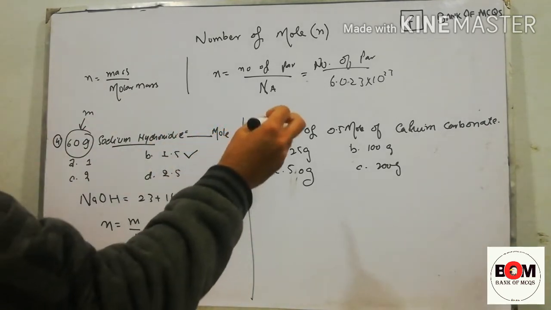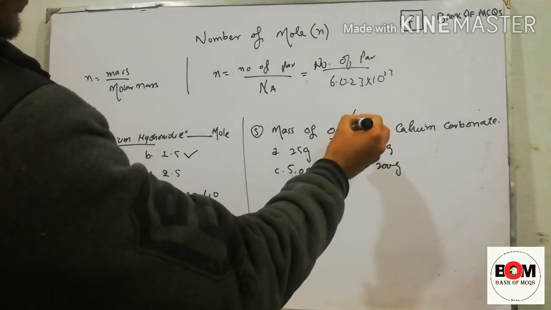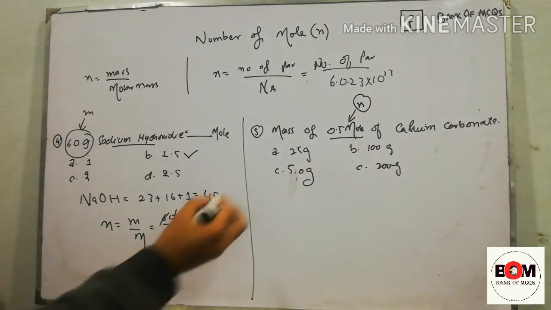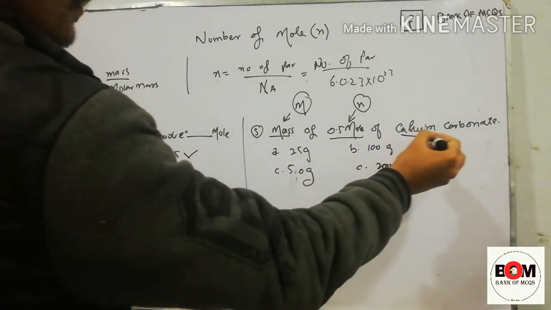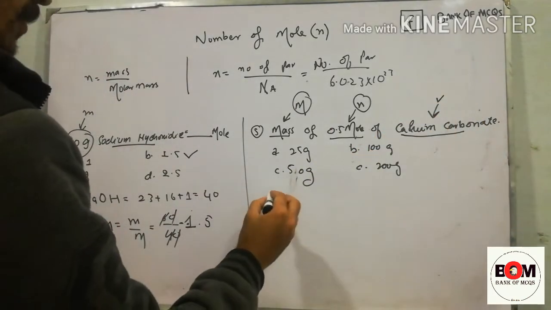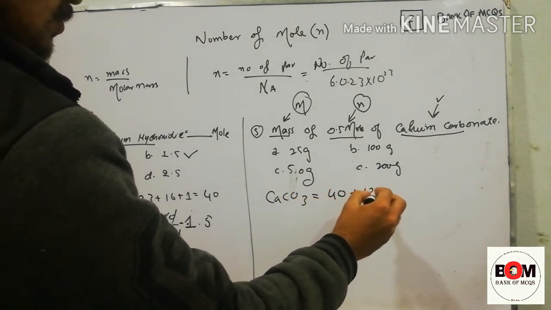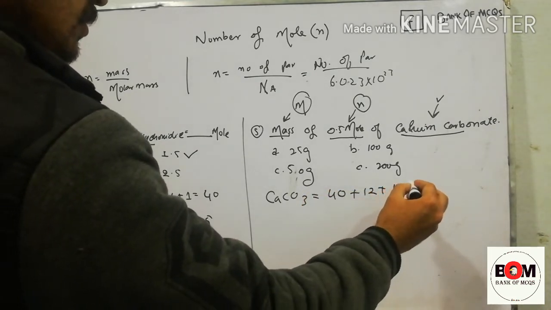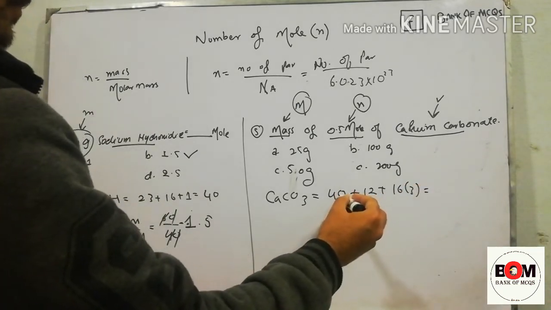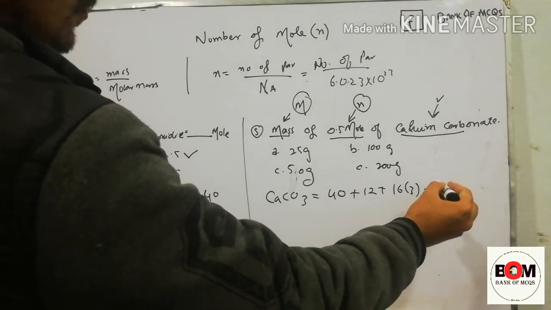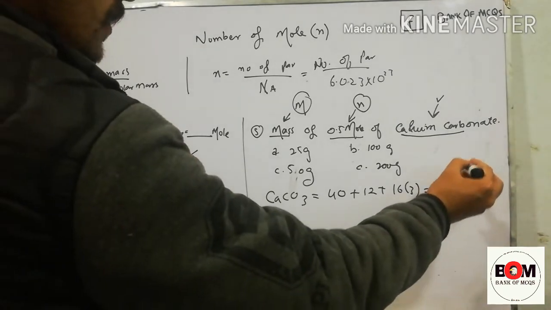Now MCQ number 5: mass of 0.5 mole of calcium carbonate. Given is number of moles 0.5, and we have to find the mass. The compound is calcium carbonate, formula CaCO3. Ca mass is 40, carbon is 12, oxygen is 16, into 3 oxygens, so we multiply by 3, that becomes 48. 48 plus 12 is 60, 60 plus 40 is 100. So the molecular weight of calcium carbonate is 100, denoted by M.